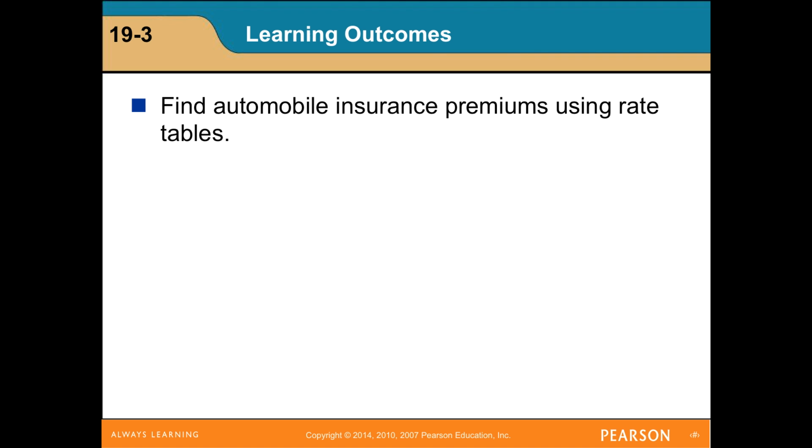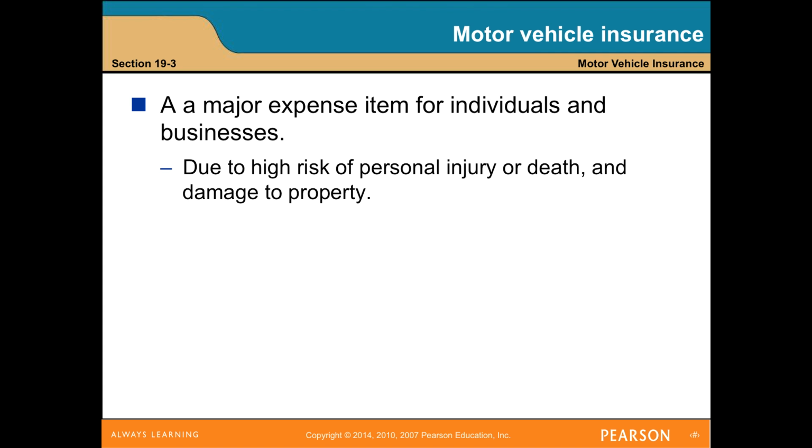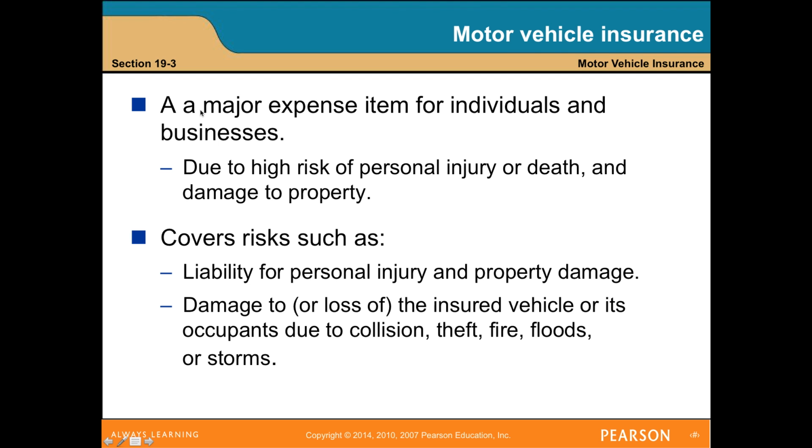Learning outcomes for section 19-3. Find auto insurance premiums using the rate tables. A major expense item for individuals in business due to high risk of personal injury or death and damaged property. An auto insurance policy covers risks such as liability for personal injury and property damage, damage to or loss of the insured vehicle or its occupants due to collision, theft, fire, floods, or storms.